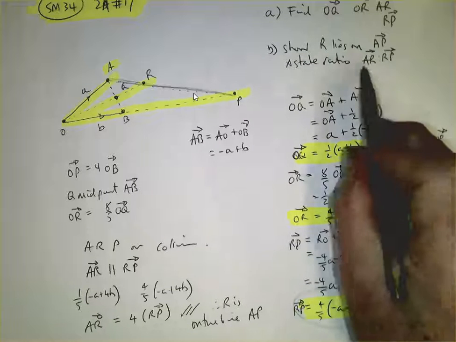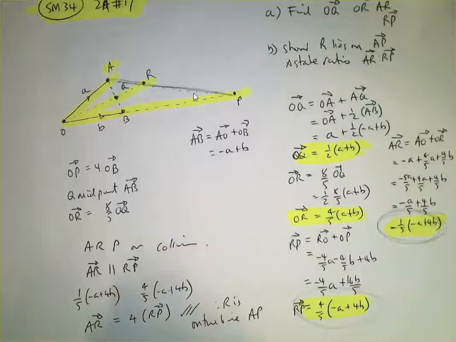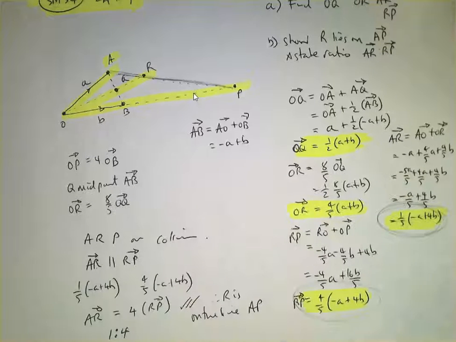State the ratio of A to R, R to P. Well, the ratio is 1 to 4, since you multiply RP by 4 to get AR.